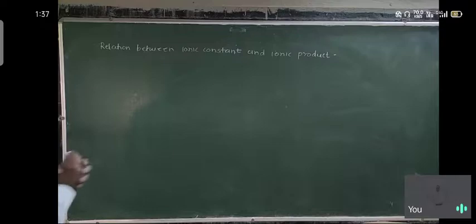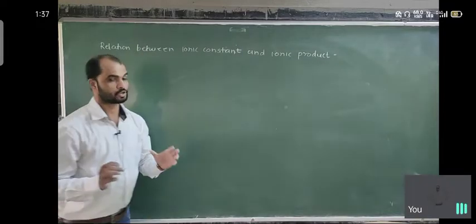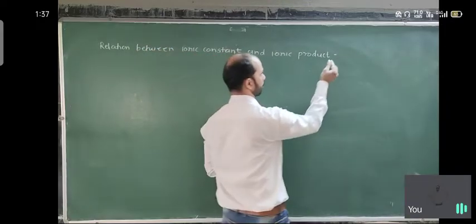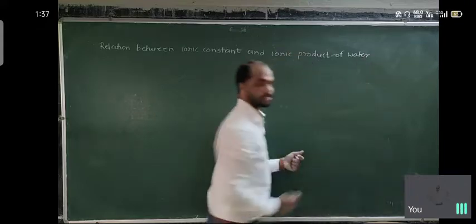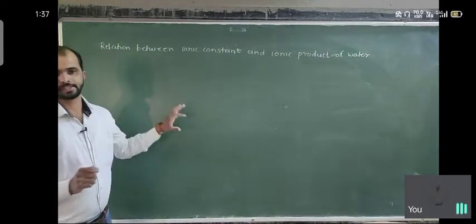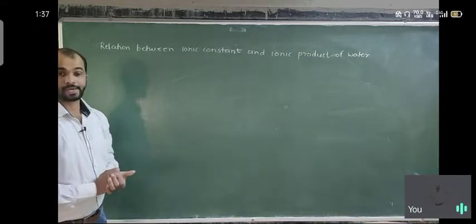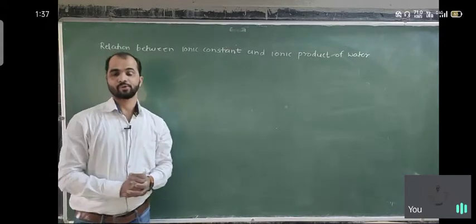Okay, so next is the relation between ionic constant and ionic product of water. We already discussed what is the ionic constant and ionic product of water. K is the ionic constant of water and Kw is the ionic product of the water. So what is the relationship between them? We're going to discuss it.